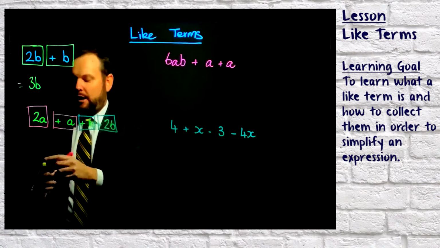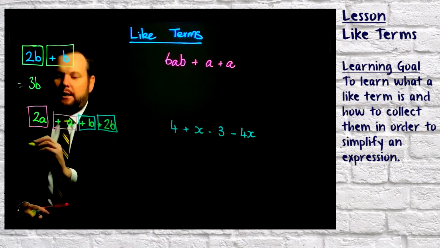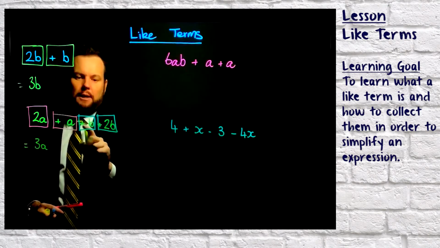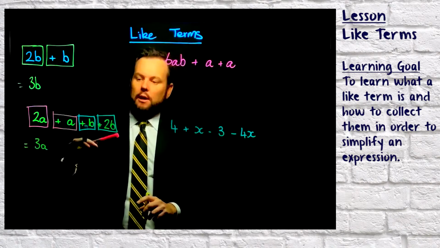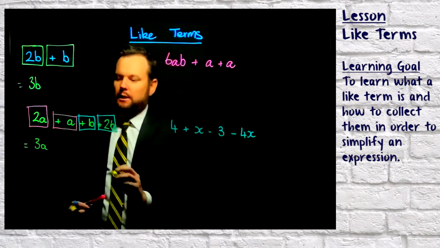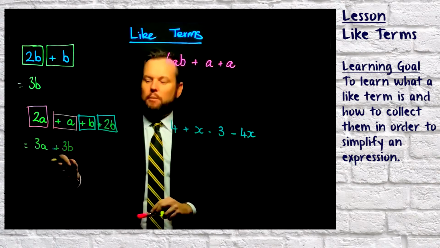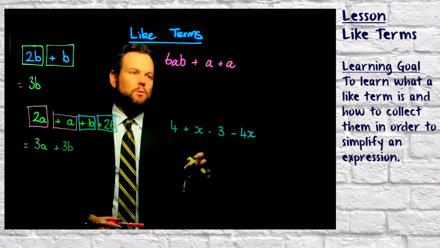So let's start with our A's, and I've got 2a plus a, so that gives me 3a, okay? And then I've got plus b and plus 2b, so when I've got one banana and two bananas, I'm going to have 3 bananas. We're going to talk about these operations because that's going to be a little bit different once we get to this one here.